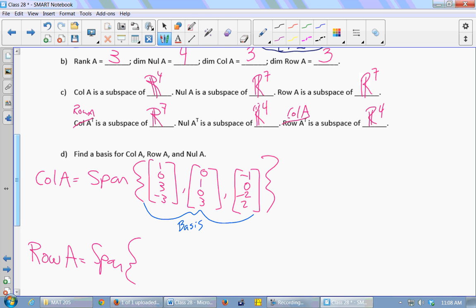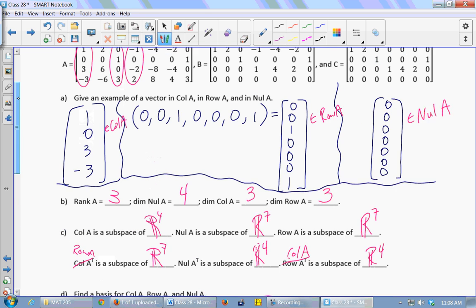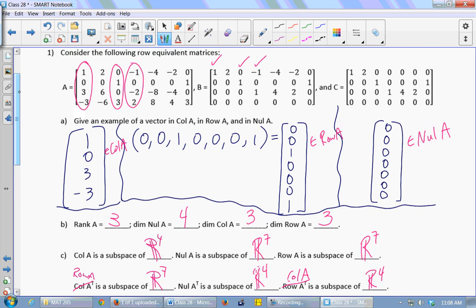How do you find a basis for the row space? Using B. Well, how do I use B? The non-zero rows of the echelon form. Yeah. And in this case, you don't go back to the matrix A. You just take the non-zero rows of the row-reduced matrix. That's going to be a basis for the row space of A and of B.